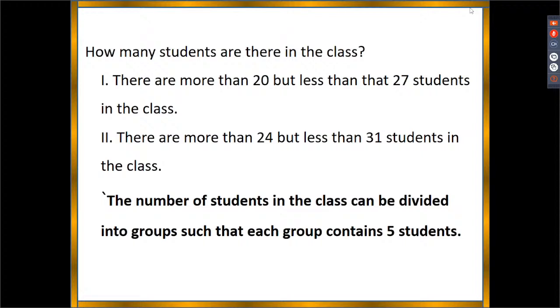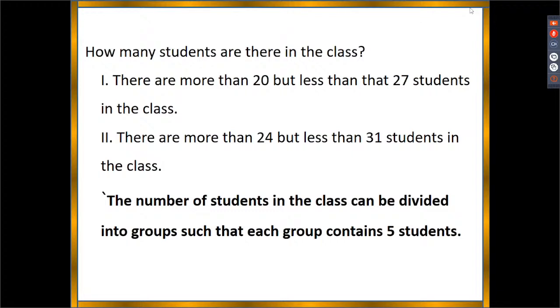How many students are there in the class? There are more than 20 students, but less than 27 students in the class. More than 20, less than 27 means that it may be 21, 22, 23, 24, 25, or 26 possible. We can't say exactly from statement number one.